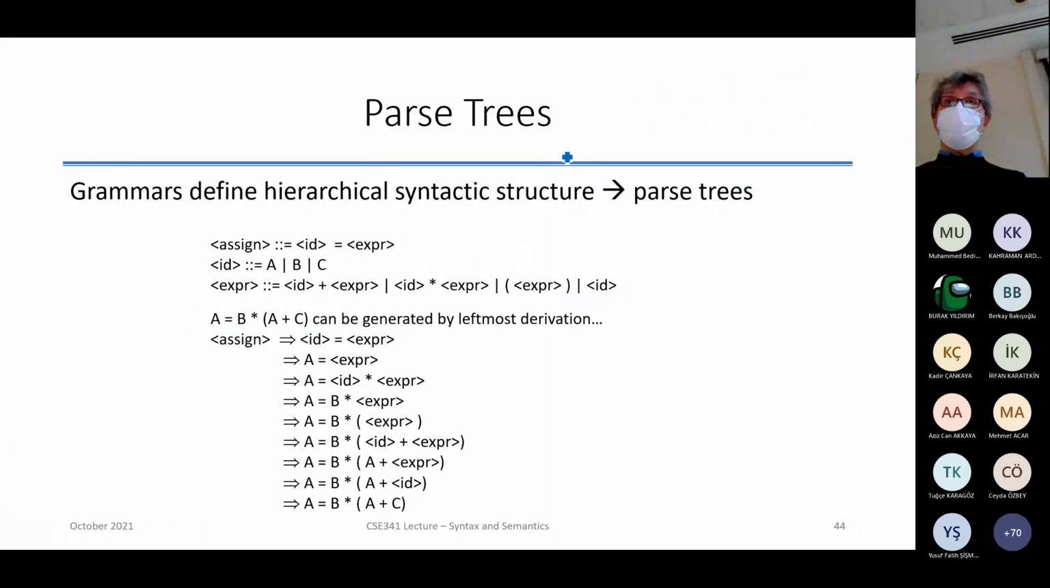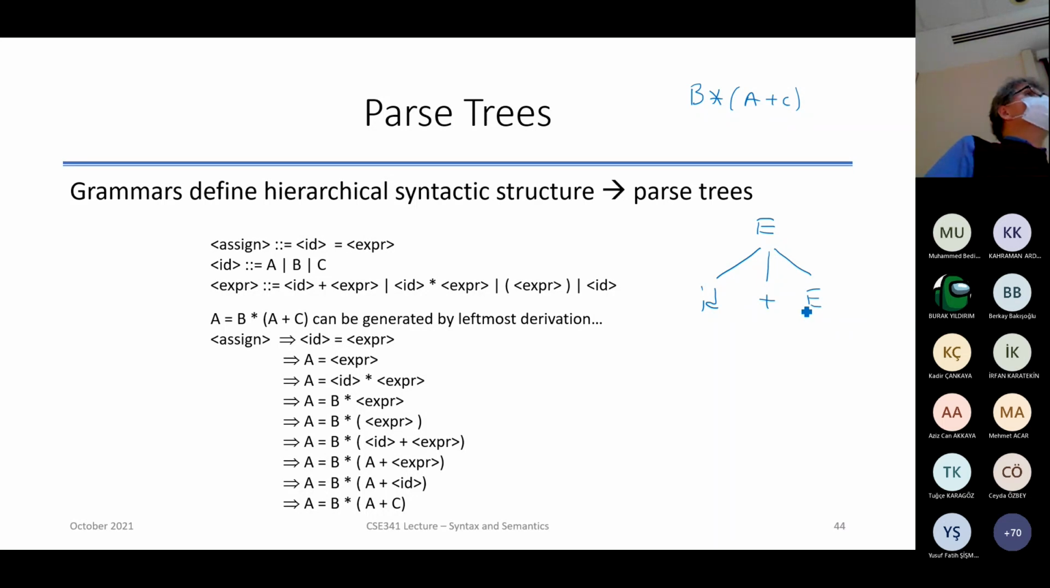Why not? So we have an expression here, and our input is B times A plus C. And the question is, can this be this? ID plus expression. Can you reject this one for this input? Algorithmically, think about algorithmically. We can reject it by looking at it as a person, but our computer is not going to see it on the board like this, right? We have to find a way to actually reject this.